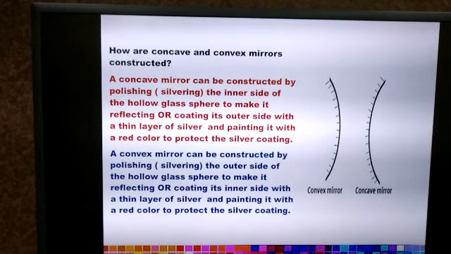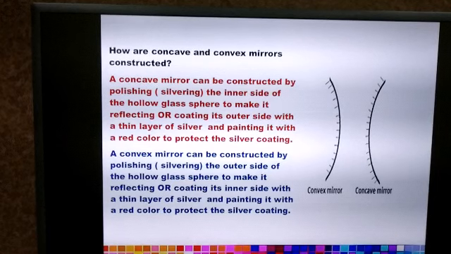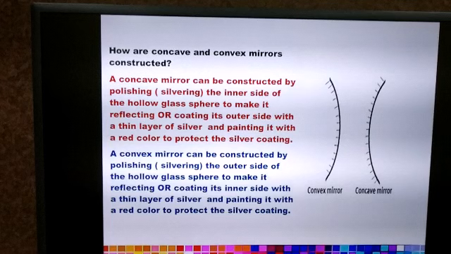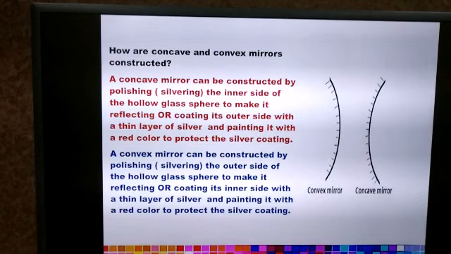Again, questions based on previous knowledge. How are concave mirrors and convex mirrors constructed? Now what is a concave mirror? This is a concave mirror. If you take a hollow glass sphere and cut a part of the hollow glass sphere such that you keep the inner curved surface as the reflecting surface, but you paint the outer surface with silver and then with red paint, then the mirror becomes a concave mirror.